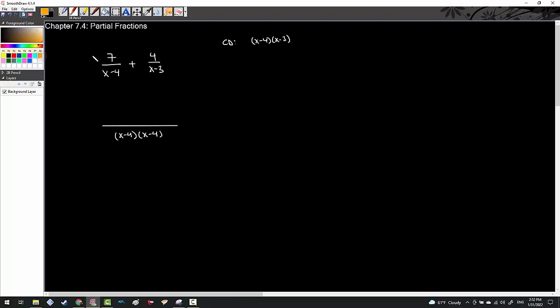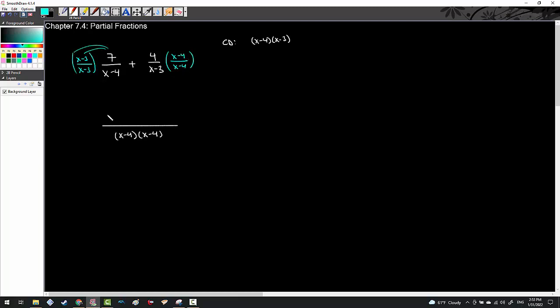And then what I look for is what's missing. So what's missing from the left to get me that common denominator? Well, what's missing from the left is an x minus 3. And I've got to do the same thing to the top and bottom. That way I'm not changing anything. And this will be an x minus 4 down here. So hopefully this all seems familiar.